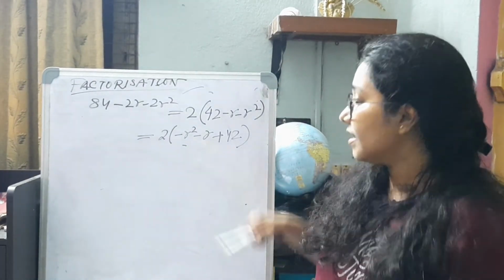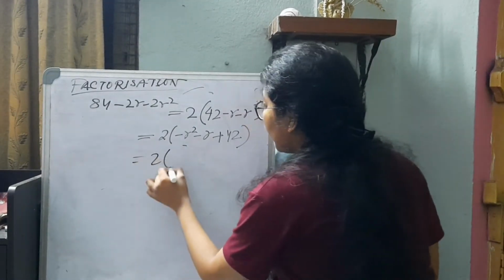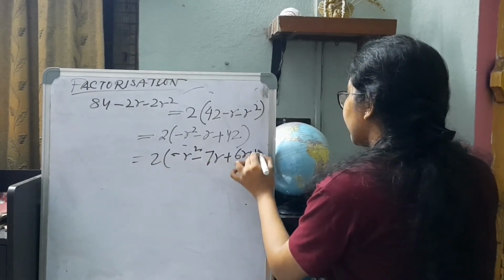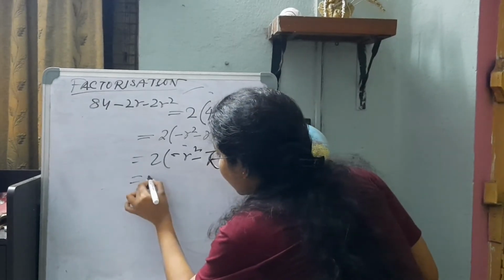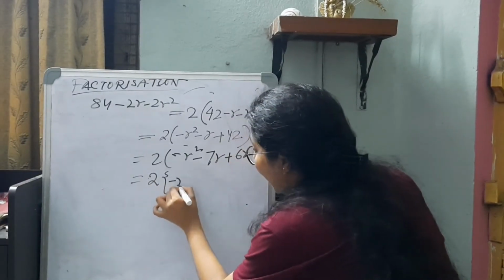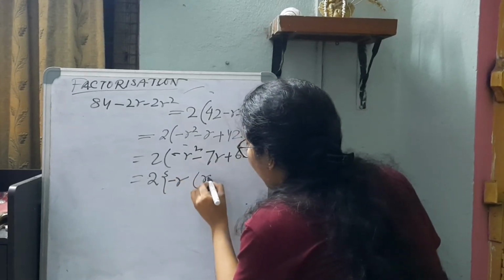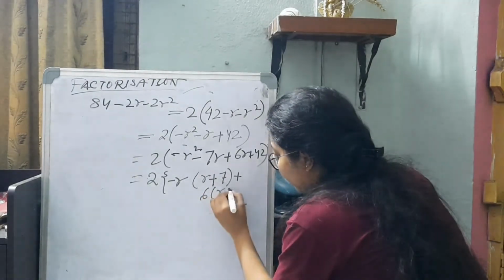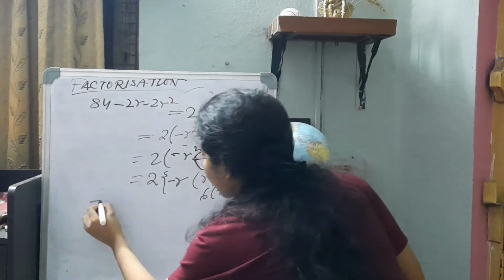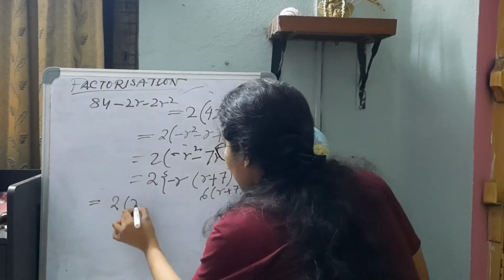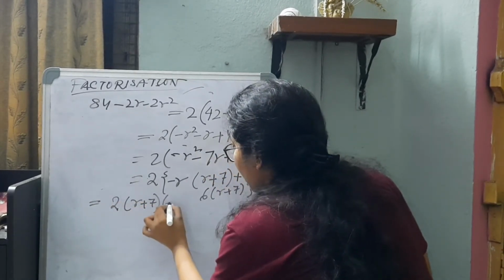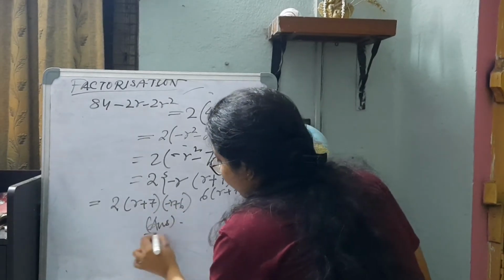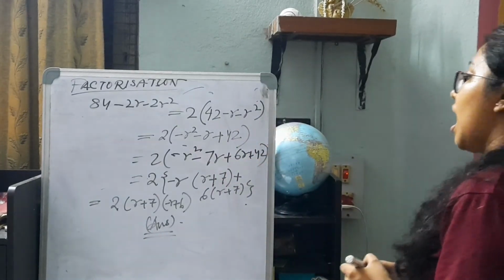So because it is minus r, I will try to take minus r square minus 7r plus 6r plus 42. So that, taking minus r common from the first two, r plus 7, plus taking 6 common from the other two, r plus 7. So this value is twice of r plus 7 into minus r plus 6, okay. So this is our answer.